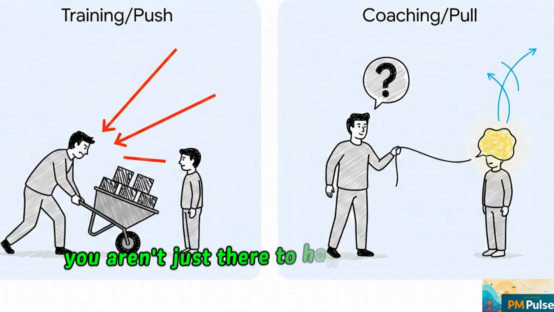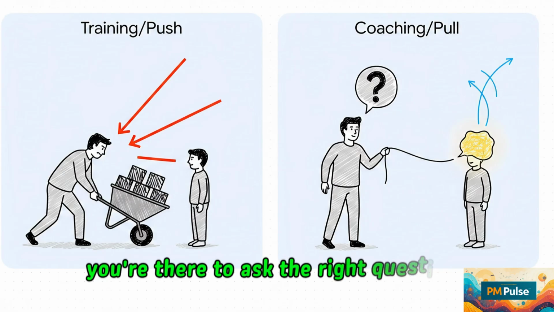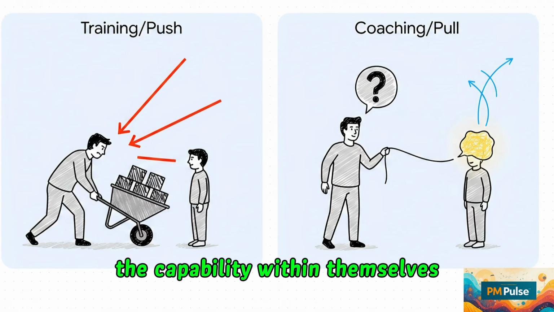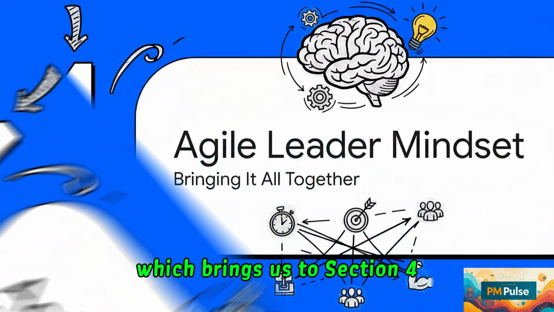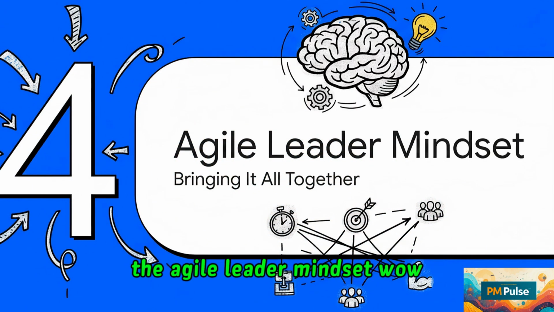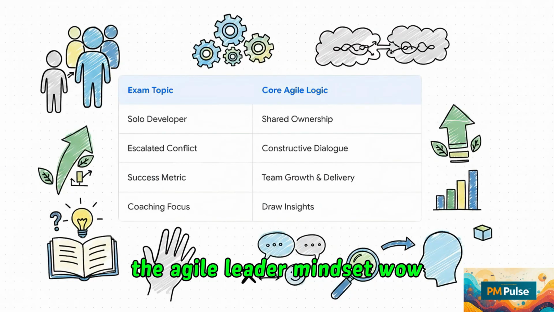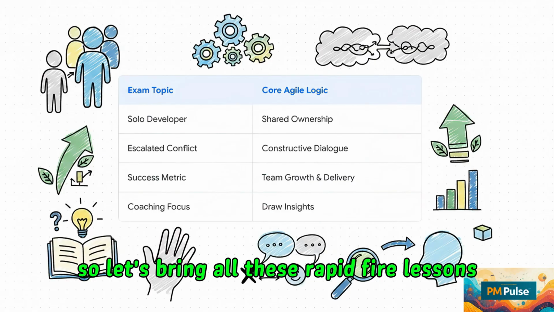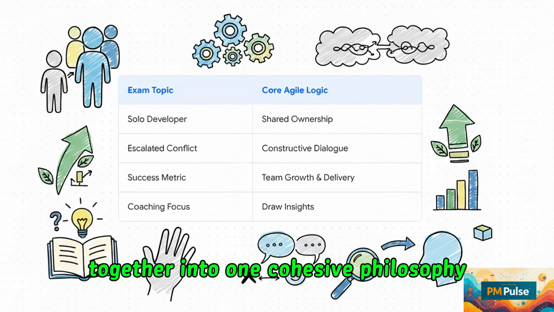As a coach, you aren't just there to hand the team the answers. You're there to ask the right questions so they discover the answers and, honestly, the capability within themselves. Which brings us to Section 4, the Agile Leader Mindset. Wow, okay, we have covered a lot of ground really quickly today. So let's bring all these rapid-fire lessons together into one cohesive philosophy.